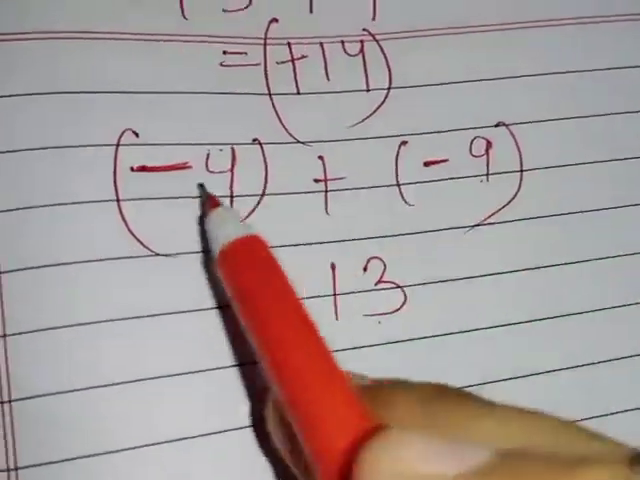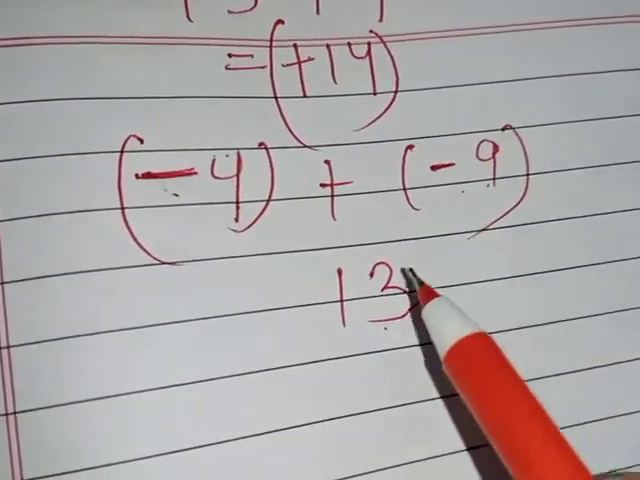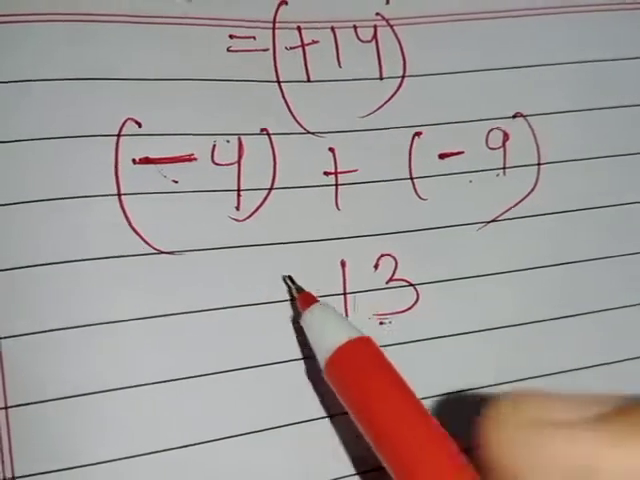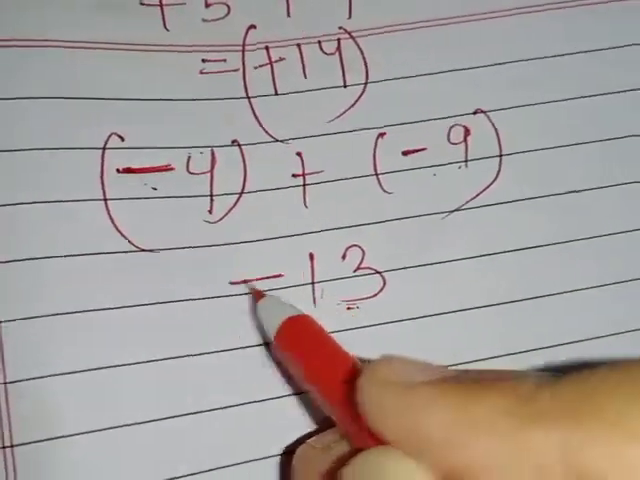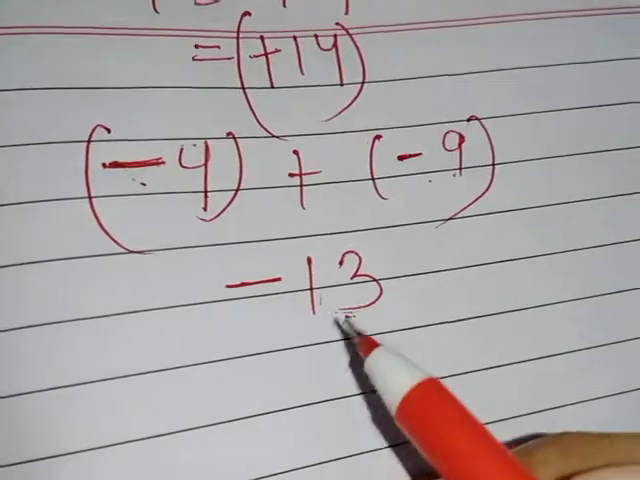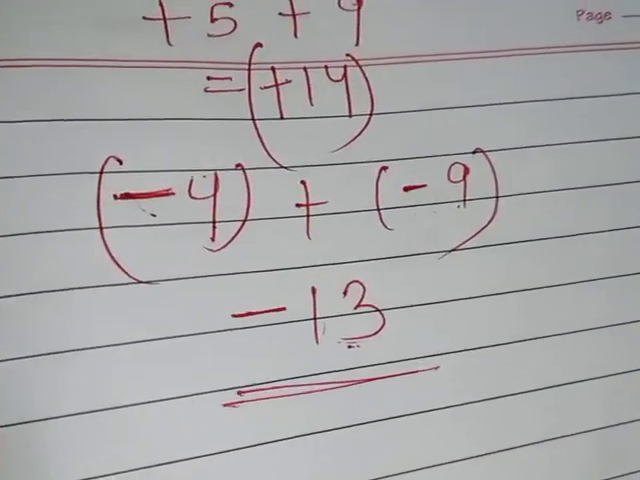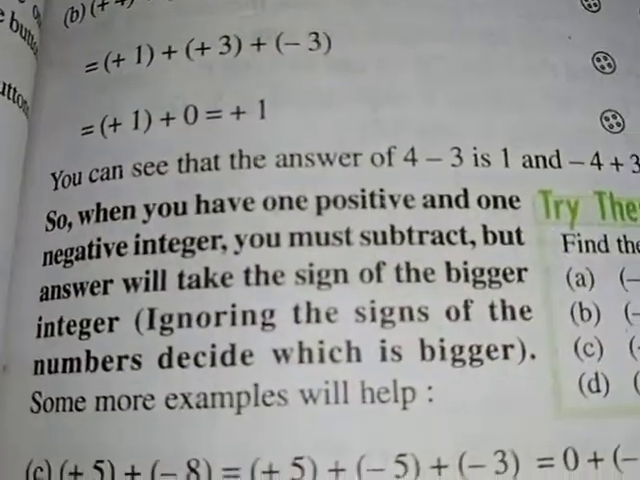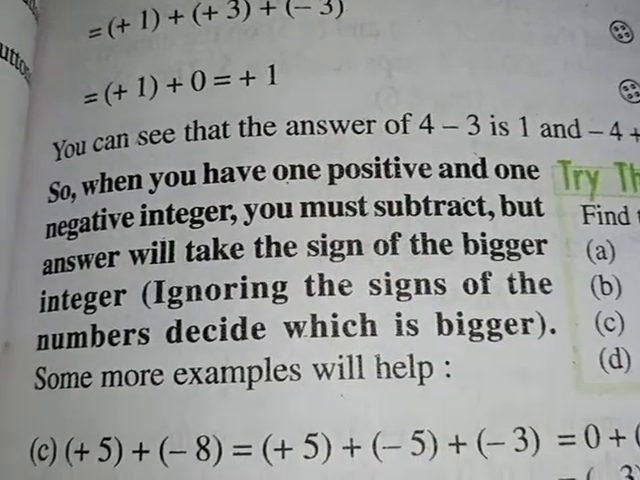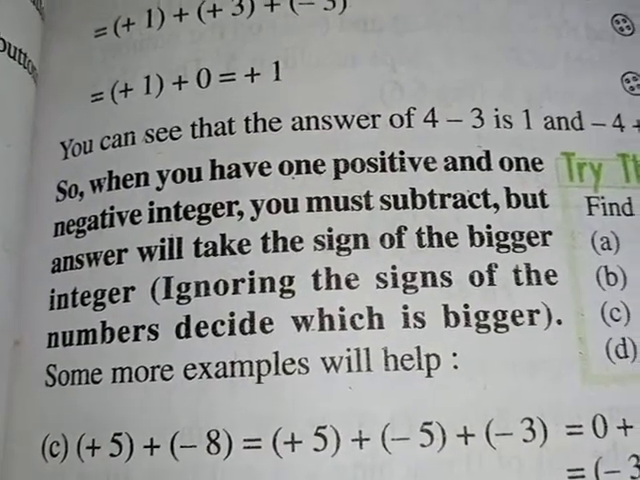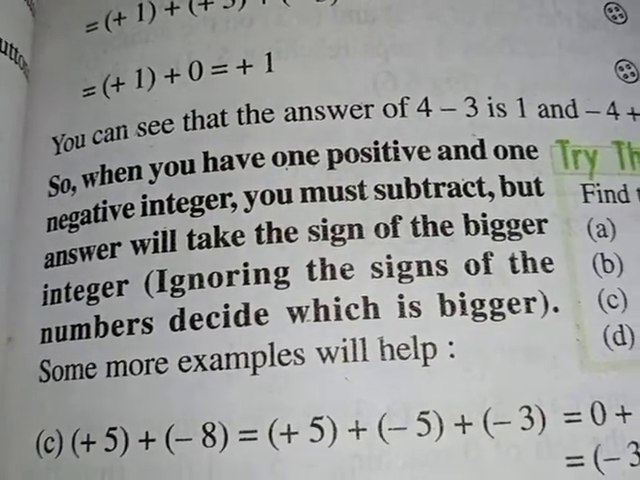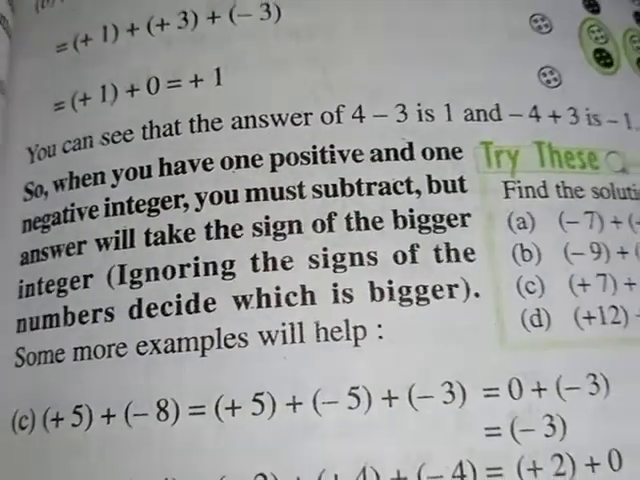Okay, when we have two negative integers, we will add them for sure, but in the answer we will have the negative sign. In the answer it will carry negative sign. This is the point which we have to mark. Okay, now if you see here, when you have one positive and one negative, you must subtract, but the answer will take the sign of the bigger integer. Now what does this mean?